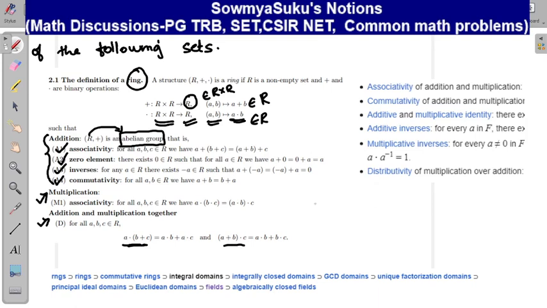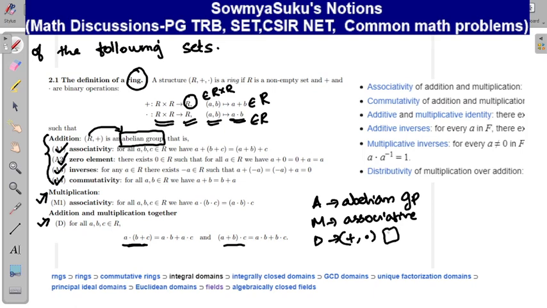So the first property: addition is an abelian group, right? If I am taking R, it means (R, +) is an abelian group. The second condition: multiplication is associative. And the third condition: distributive over multiplication and addition. Here you can see two properties are there. If these three conditions are satisfied, then we can say the required set is a ring.